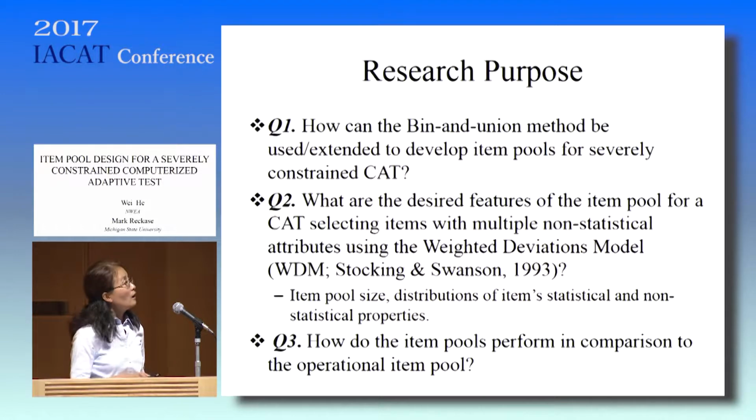So the research purpose of the study is threefold. The first is how can the Bin-and-Union method be used or extended to develop item pools for severely constrained CAT. The second is, what are the desirable features of the item pool for the CAT selecting items with multiple non-statistical constraints using the weighted deviation model item selection method. The last one is, how do the item pools perform in comparison to the operational item pool.